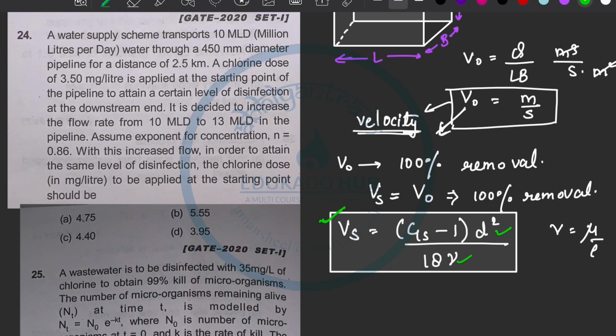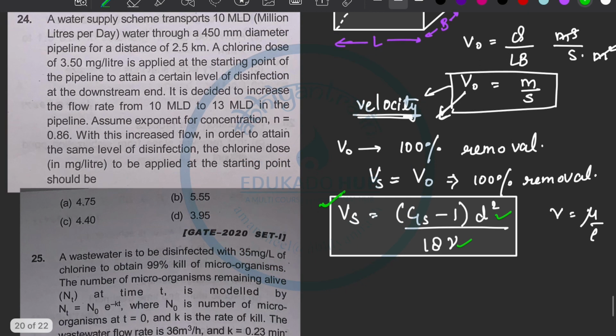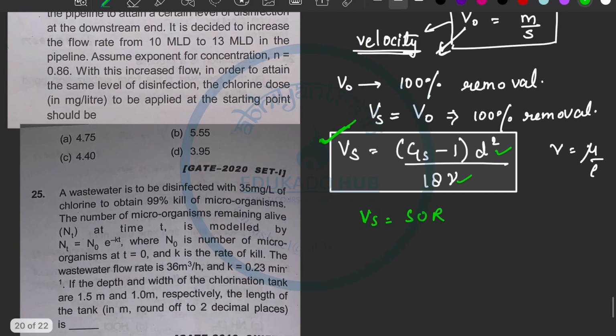Now, by surface overflow rate, if the settling velocity becomes equal to SOR, the particle will be removed 100%. For a particle having settling velocity equal to or greater than the surface overflow rate, it will definitely settle down, right?